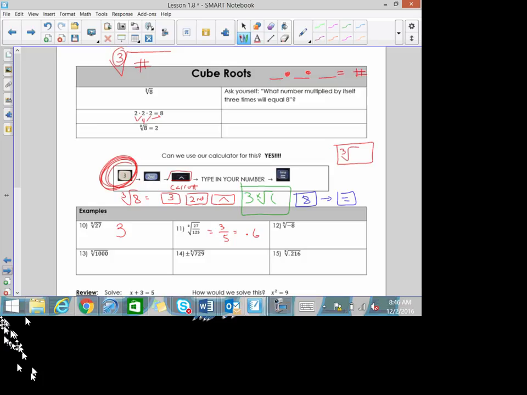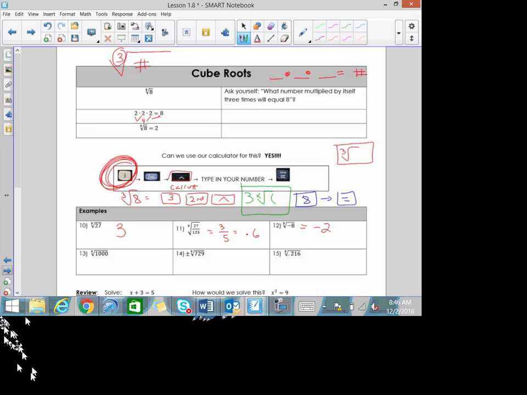Now, some of you might have been saying right away with number 12, no real answer, just like the last ones. Well, here's the thing. In cube roots, you actually can have a negative answer, because a negative times a negative times a negative will actually give you a negative answer, and you can do a cube root. So your answer of the cube root of negative 8 is actually negative 2.